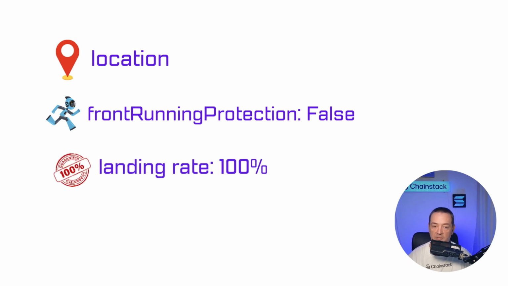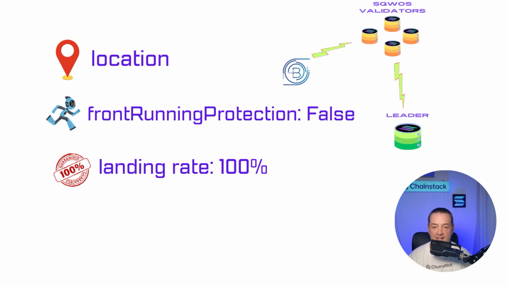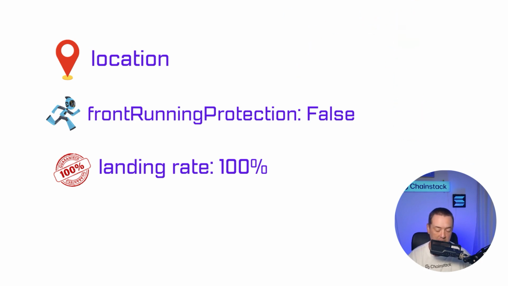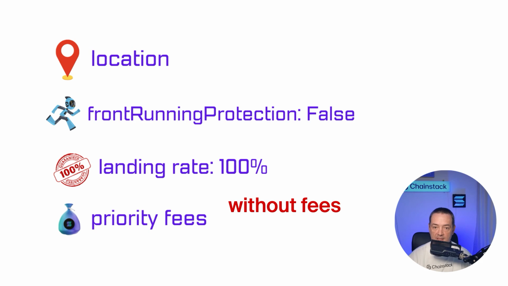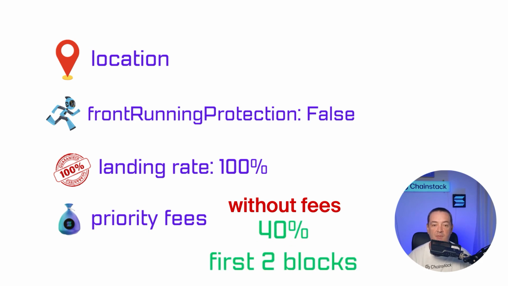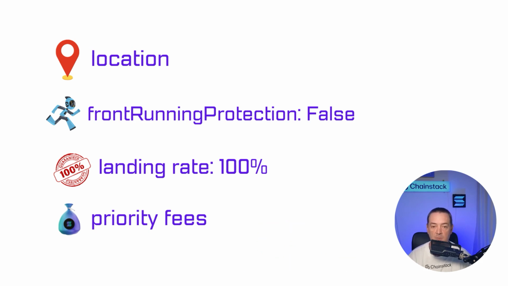You also have 100% transaction landing rate because, as we mentioned, there is a pool of staked validators used on the bloXroute side, so your transactions are not only fast but also end up in blocks 100% of the time. And then priority fees. Since your transactions are very standard ones, you can use the priority fees. We tested, and without high enough priority fees, the transactions get included 40% of the time in the first 2 blocks, which is pretty cool.